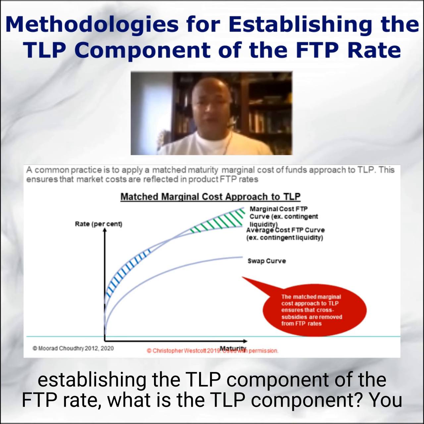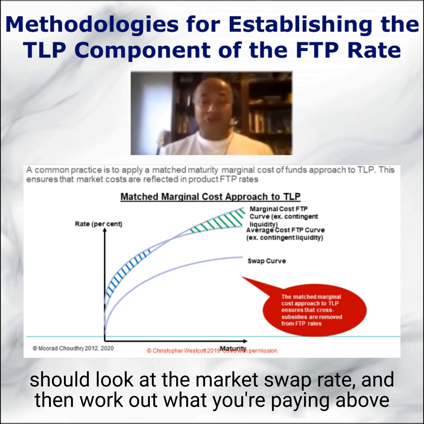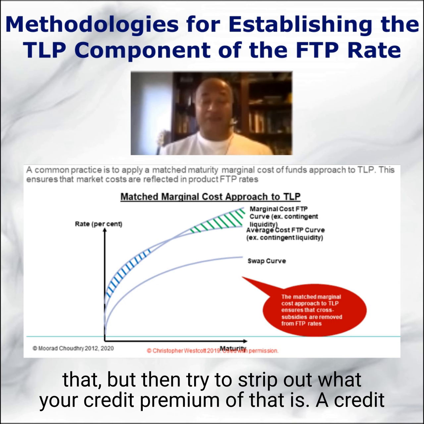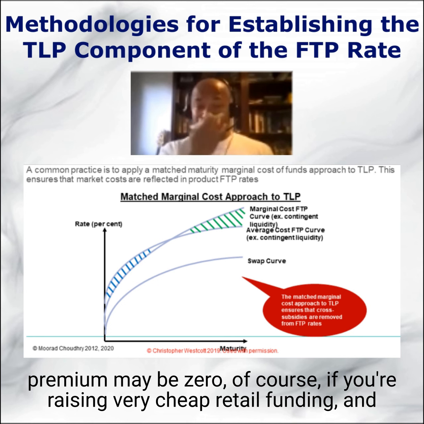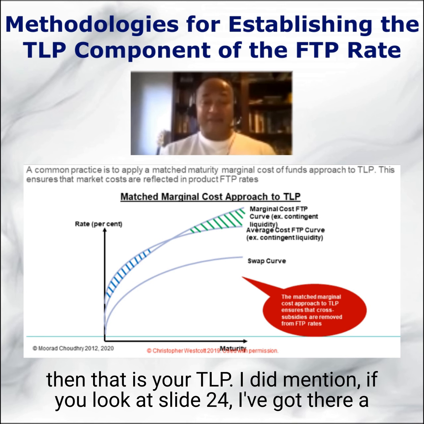Okay, methodologies for establishing the TLP component of the FTP rate. What is the TLP component? You should look at the market swap rate and then work out what you're paying above that, but then try to strip out what your credit premium of that is. The credit premium may be 0, of course, if you're raising very cheap funding, and then that is your TLP.